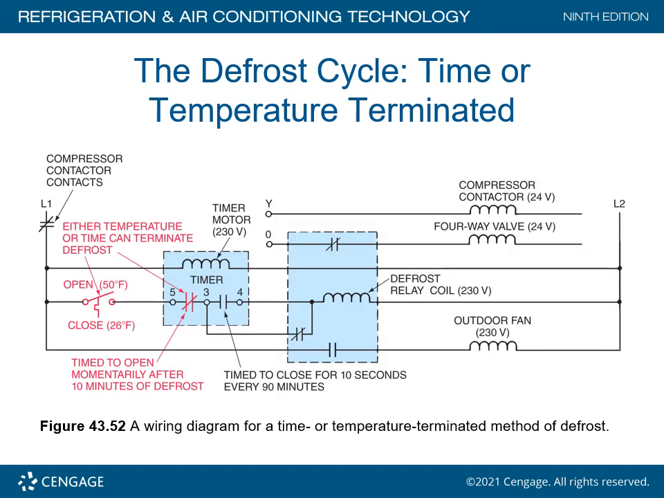Defrost cycle time or temperature termination. There's the timer. There we have the defrost relay coil. And remember, either temperature or time can terminate the defrost cycle. It is timed to open momentarily after 10 minutes of defrost. So basically, we'll run for a minimum of 10 minutes. We'll take it out of defrost, and if the switches are still closed, then we'll bring it back into defrost. If not, the thermostat is saying, hey, the frost is gone, let's go ahead and continue to heat the structure.